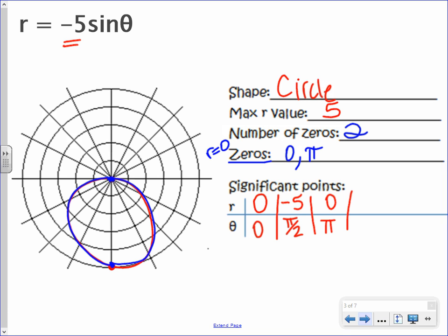Okay. Where are you always going to begin your significant points at? 0. Okay. With a circle, just write 0, pi over 2, and pi, and boom, your circle is done. Okay? I also expect you to know what your circle is going to look like without having to plug points in, but those are kind of your backup. Those are kind of like proving that, yeah, I'm doing it right. Okay?